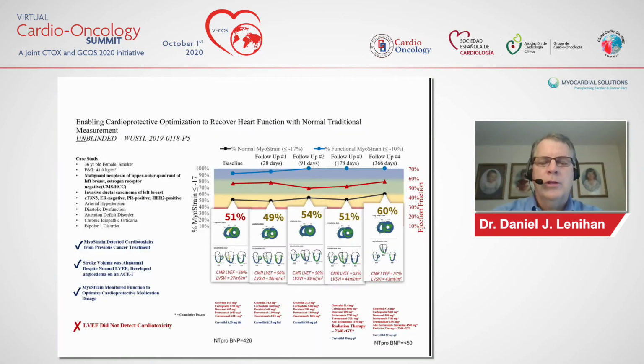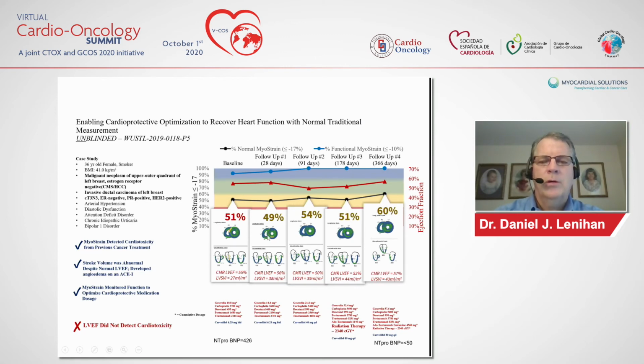Case number 2 highlights a 36-year-old woman who had metastatic breast cancer, and she had been treated with combination HER2-based therapy. She also had multiple cardiac risk factors. And over the course of her treatment, at baseline, you can see she had a normal LVEF, clearly. However, her myostrain values were significantly abnormal.